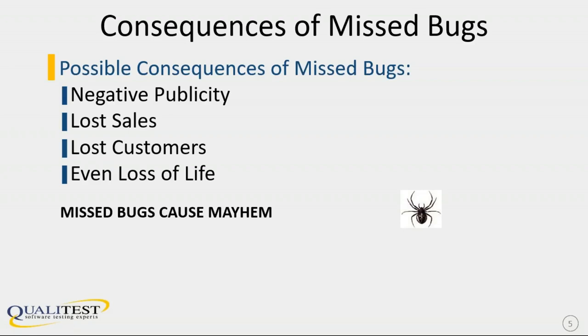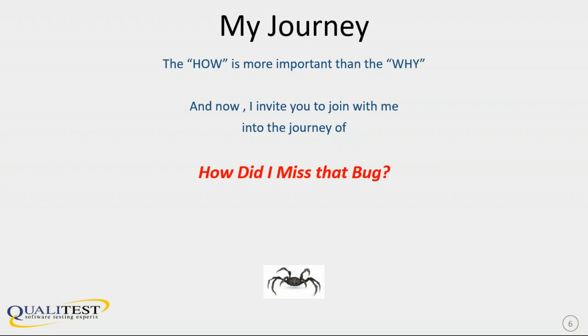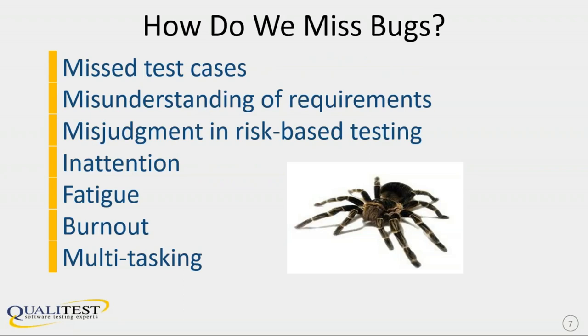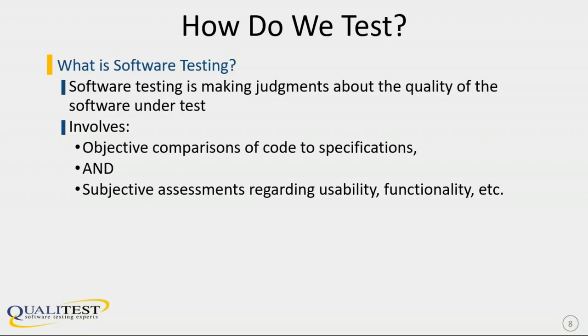And when I really thought about it, I came to the conclusion that the how is much more important than the why. The why is the root cause analysis, but we want to find out how we did that. How did we miss that bug? And now I invite you to join me in my journey of discovering how we miss bugs. So some of the whys: missed test cases, misunderstandings of requirements, inattention, fatigue, burnout, multitasking. But have we ever thought it could have something to do with how we test? We need to step back and look at how we test.